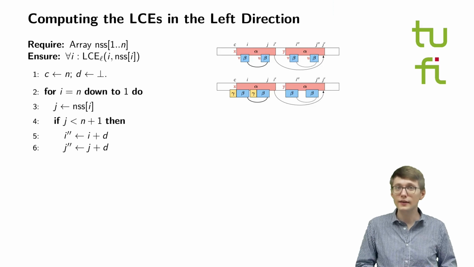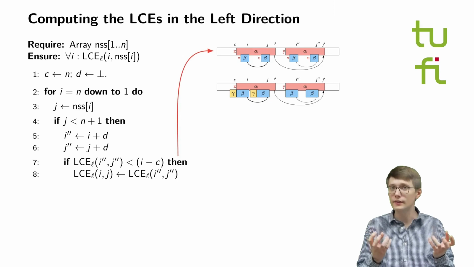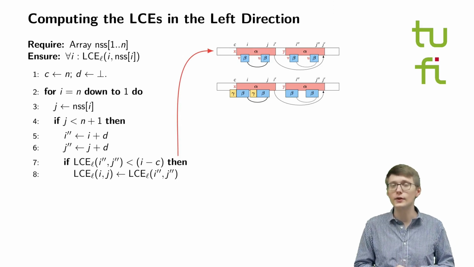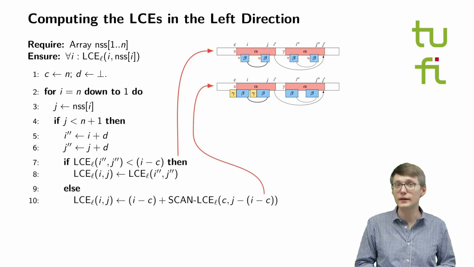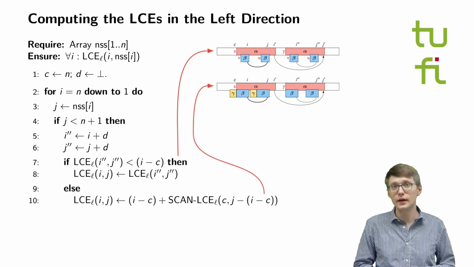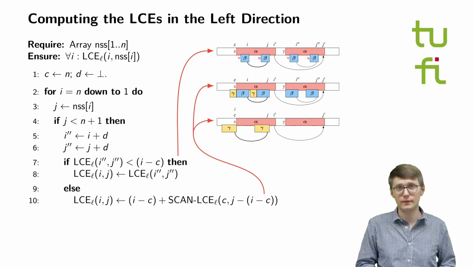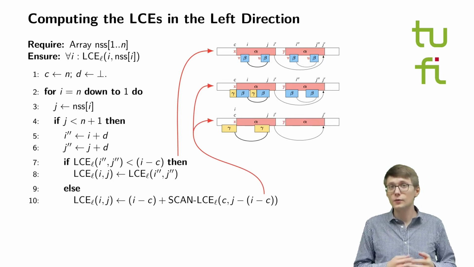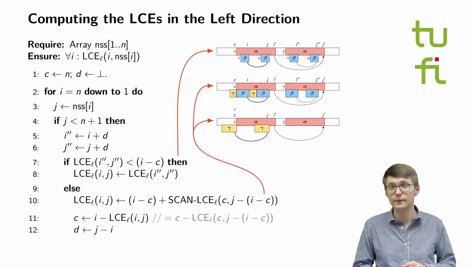Now we check which of the cases actually applies. If the already computed LCE between i' and j' is less than i minus c, then we have a relatively short LCE and we copy it as described earlier. Otherwise, we skip i minus c naive character comparisons and then scan the remaining relevant part. This also covers the special case where i equals c. Finally, we have to update our variables c and d according to the newly computed LCE.